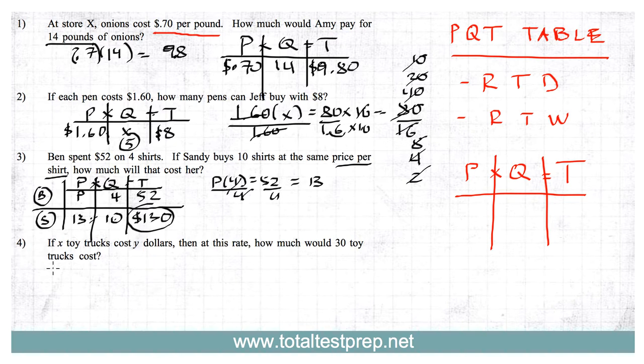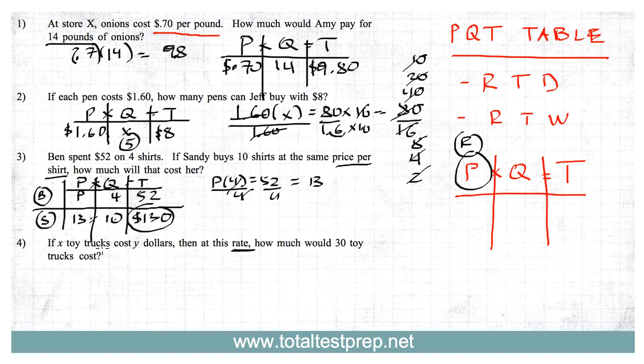Let's take a look at the last example to show how the table, like with the rate times distance questions and rate times work questions, can be used to fill in the cells a little bit more quickly. If X toy trucks cost Y dollars, then at this rate, how much would 30 toy trucks cost? The fact that we're given a rate indicates we can use our rate table. A price per unit is just a type of rate. It's a ratio of the money to quantity.